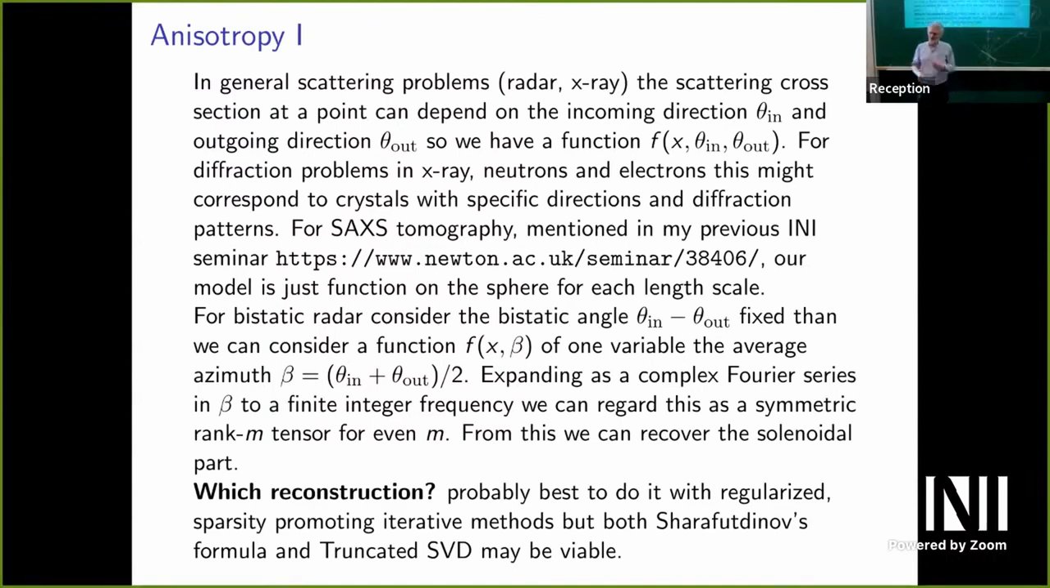I'm going to fix something. Suppose they come along at a fixed angle to each other like this. The point is that the bistatic angle is always fixed. The radar scattering cross section depends on the in and the out, so it's a function of two circles. Let's suppose we fix the angle between in and out of the bistatic line, and then we represent it as a polycyclic. The angle is the average azimuth. Then we could do it again with a receiver a different distance away, for a different bistatic angle.